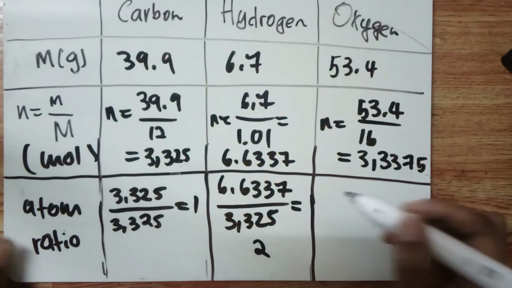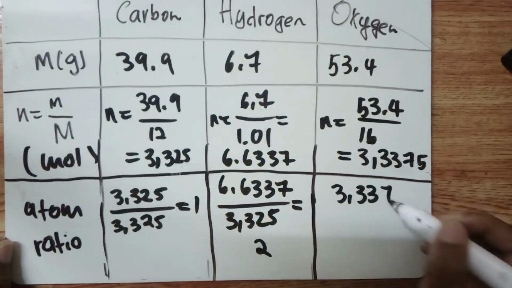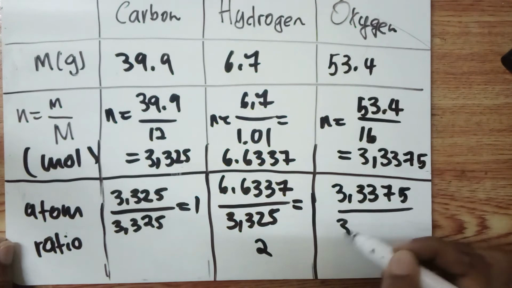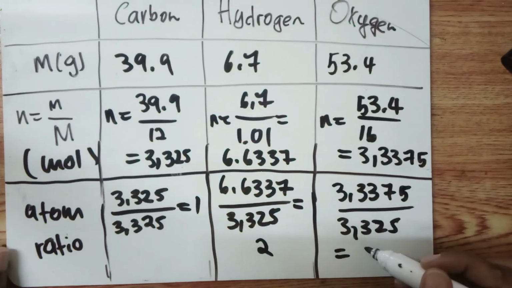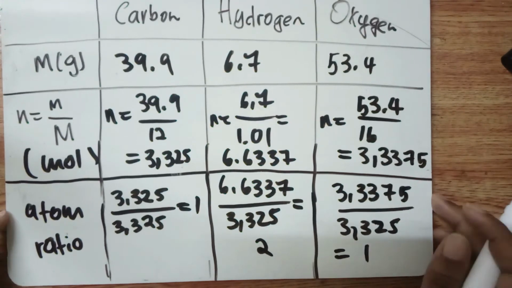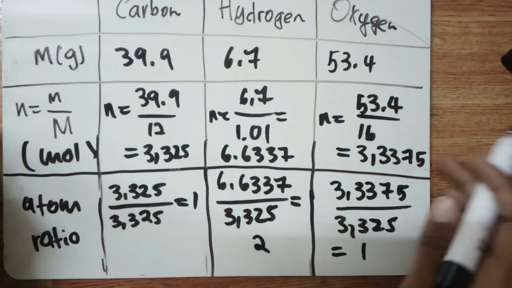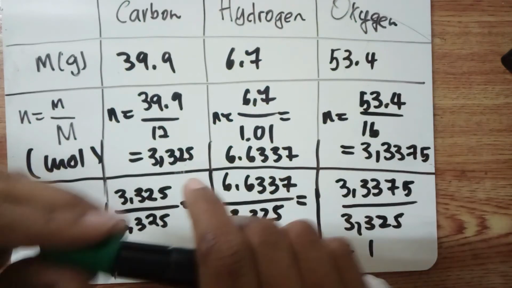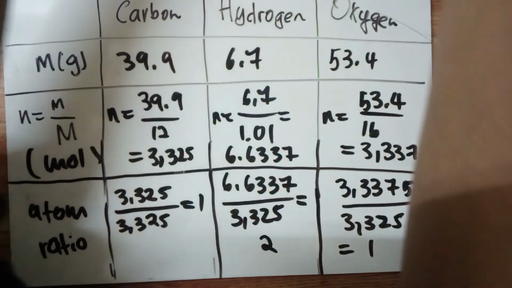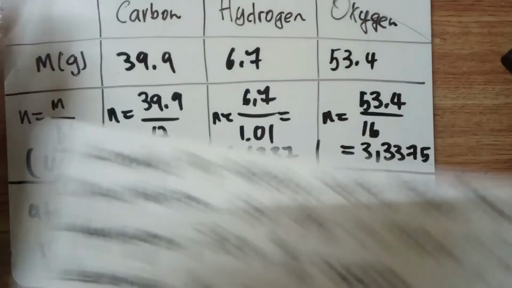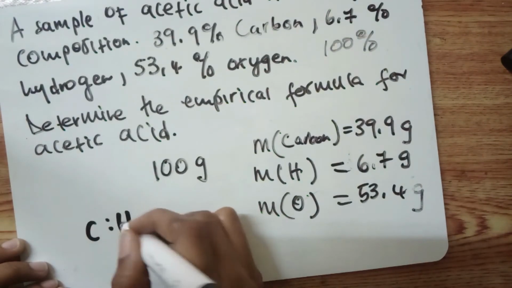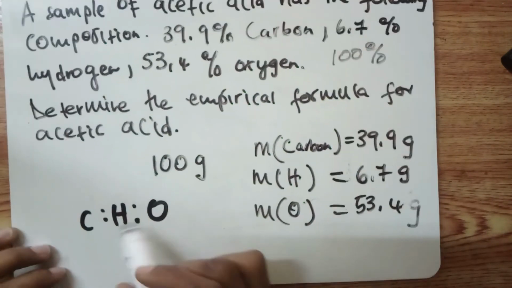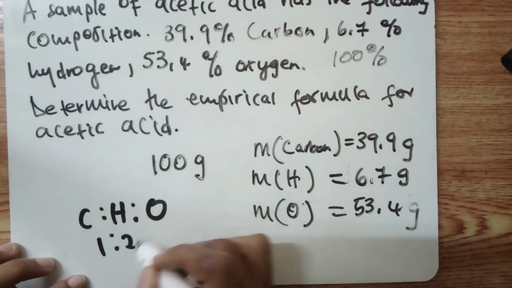And then here 3.3375 divided by 3.325, rounded off to the nearest whole number, it's going to be 1. So what is that implying? That is implying that the ratio, let me write it on the other board, of carbon to hydrogen to oxygen is 1 is to 2 is to 1.